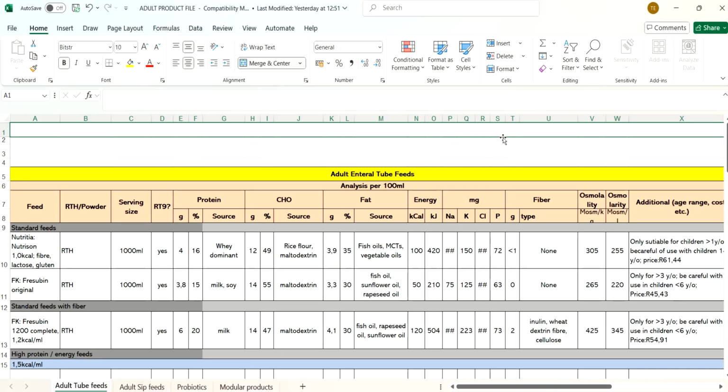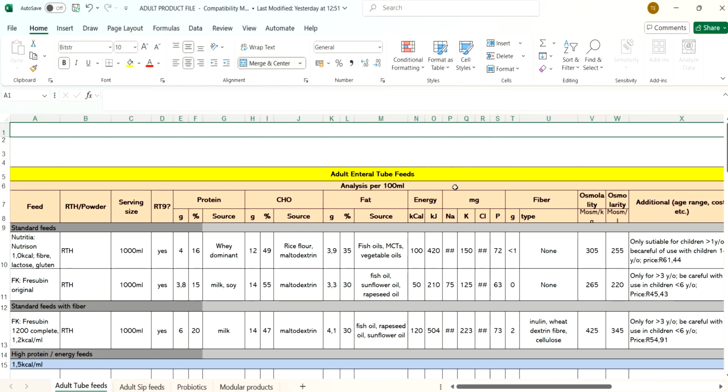Okay, so this is basically my product file, with adult tube feeds. That's the first sheet. The second one, we have adult sip feeds. I have another tab for probiotics. For example, if you have Combi Forte or anything like that, you can add that on a separate tab. It just makes it easier because it's not a specific feed. And then we have modular products, which we're going to be speaking about in a bit, right? But let's start with the tube feeds.